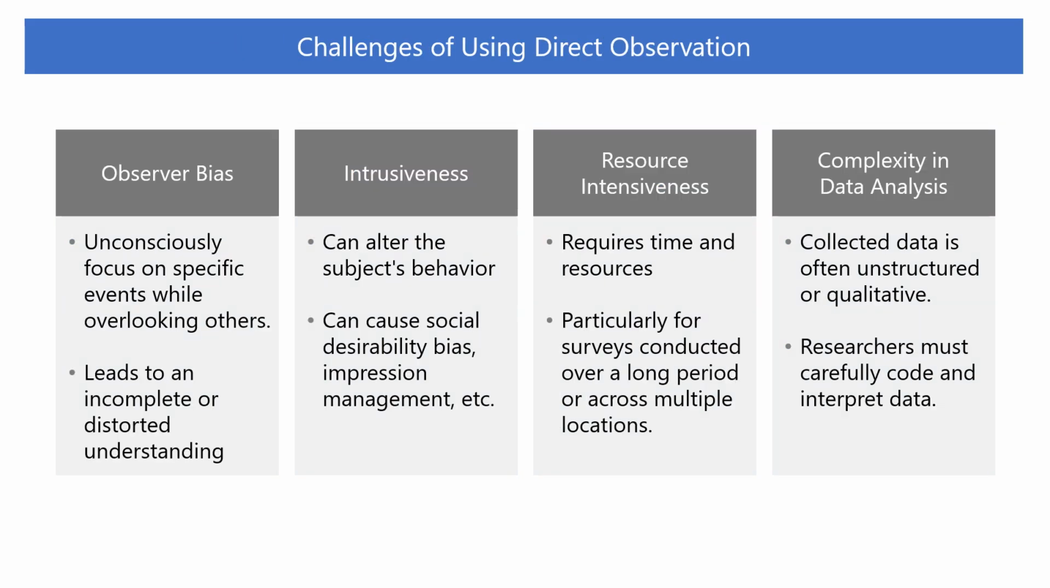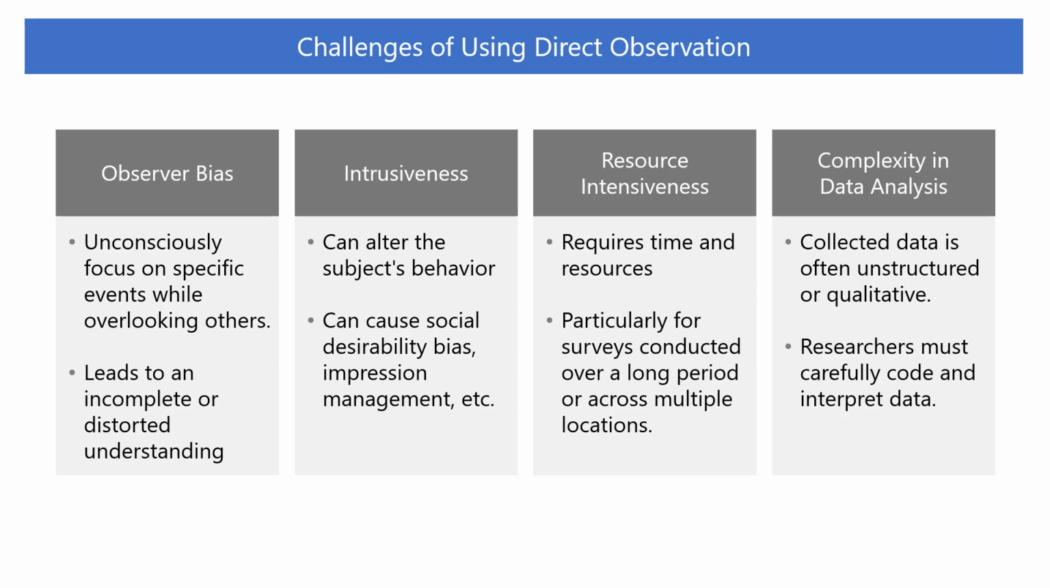While direct observation has its advantages, it has several challenges. The first is observer bias. The observer may unconsciously focus on specific actions or events while overlooking others. This leads to an incomplete or distorted understanding of the phenomenon. Assigning multiple observers can alleviate this problem.